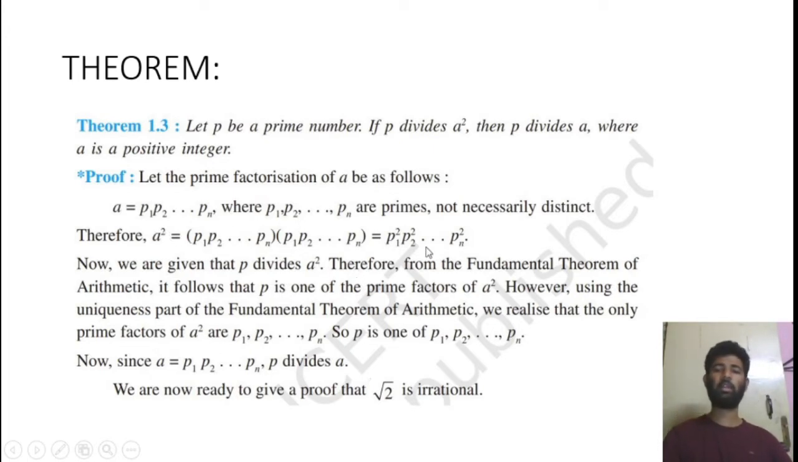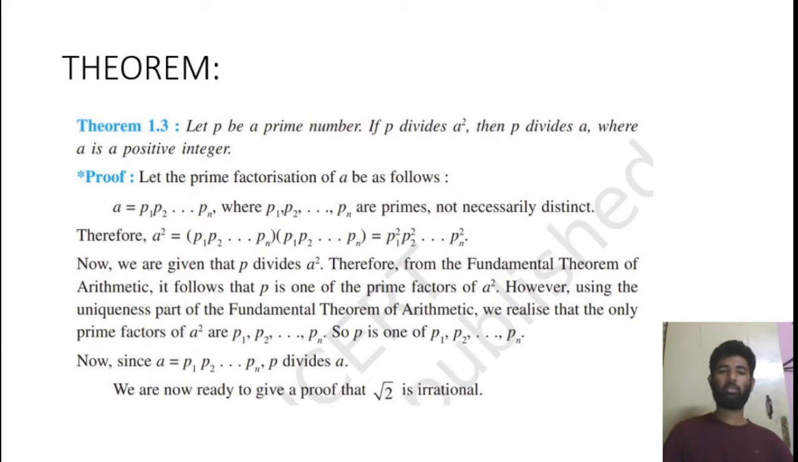So from the second part of the fundamental theorem of arithmetic, which says that all composite numbers have unique prime factors, we can assume that a square has the same unique set of prime numbers as a. That means that the prime factors of a include our prime number p. So this concludes that a is divisible by p.